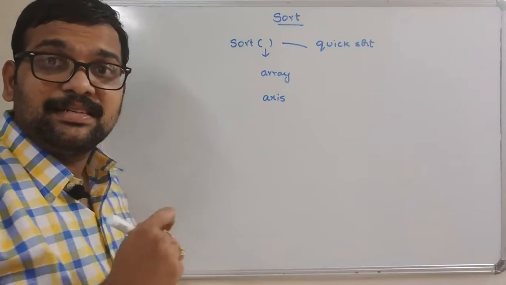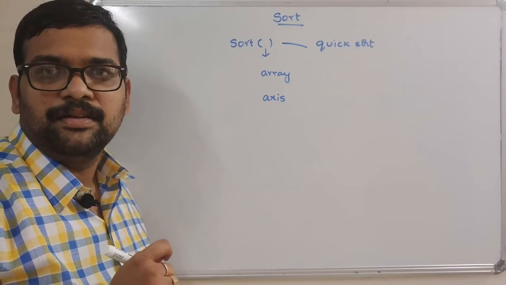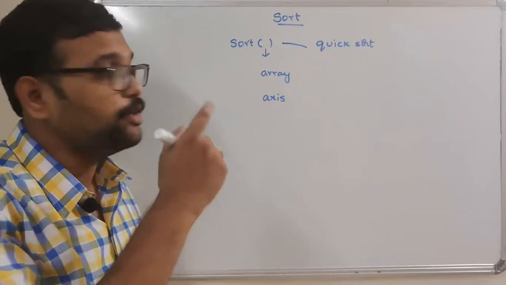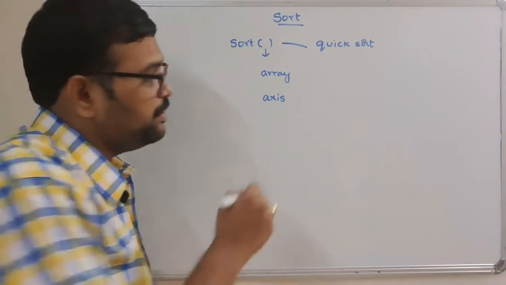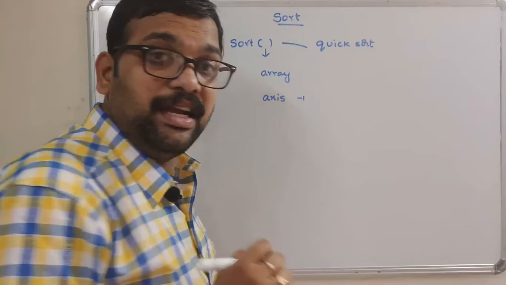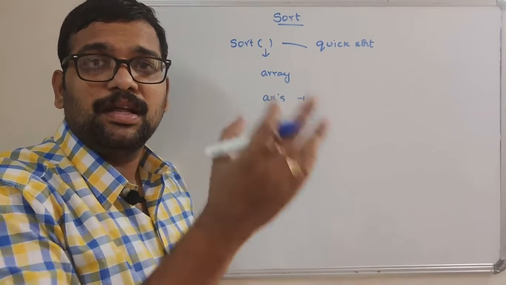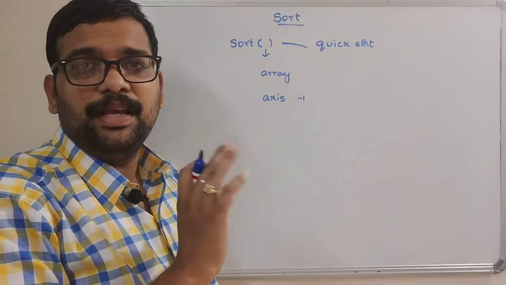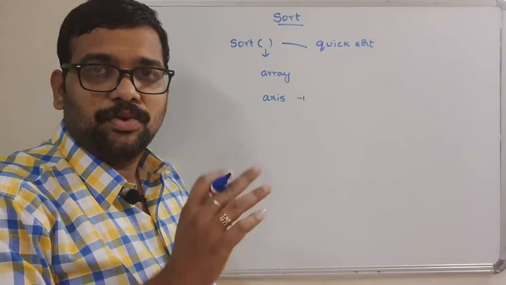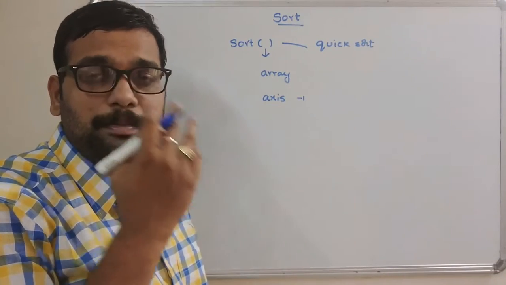The axis decides along which axis the sorting should be done. The elements should be sorted along which axis? By default it will be -1. By default it will be -1, so based upon the last axis it will keep on sorting the elements. Don't worry, I will show you the execution part in the interpreter.